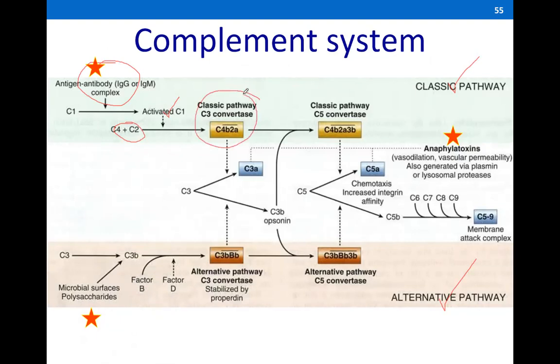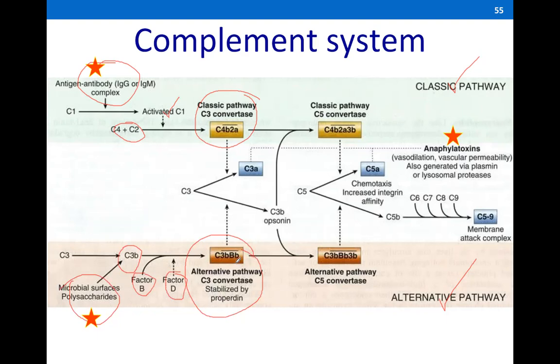That's your C4b2a. Now look at the alternative pathway. There is no antigen-antibody complex. What is present here is your C3b. C3b is actually induced by microbial surface polysaccharides, and it is brought about by factor B and factor D, as seen here in the illustration. It will become your C3bBb, that's your C3 convertase, but that's stabilized by properdin in the alternative pathway.